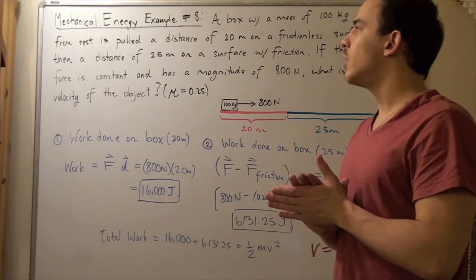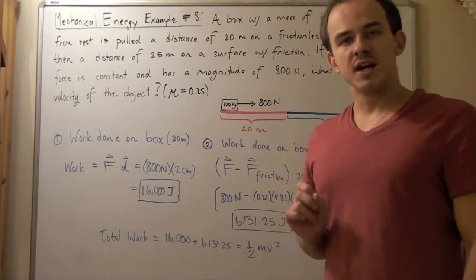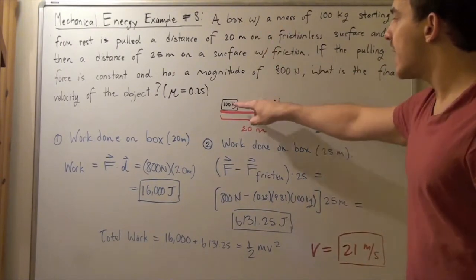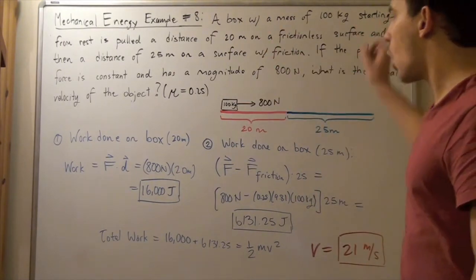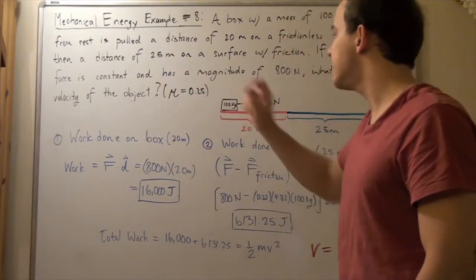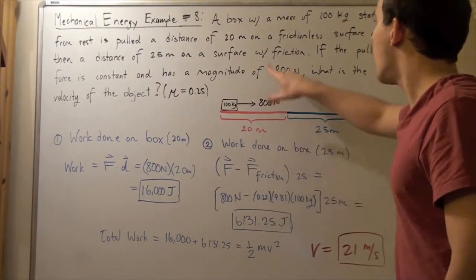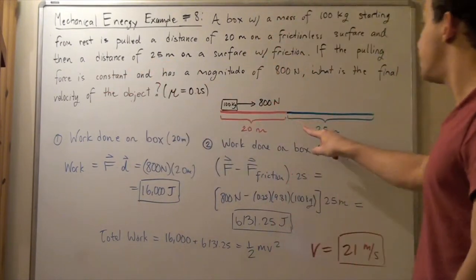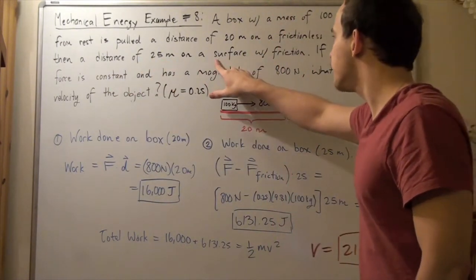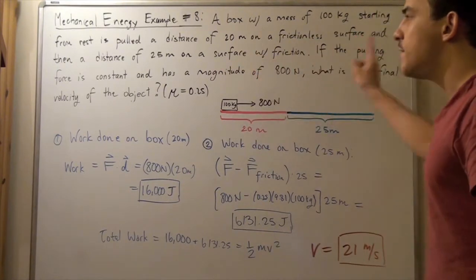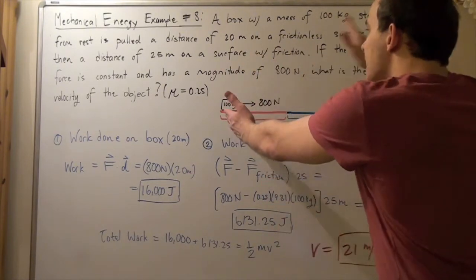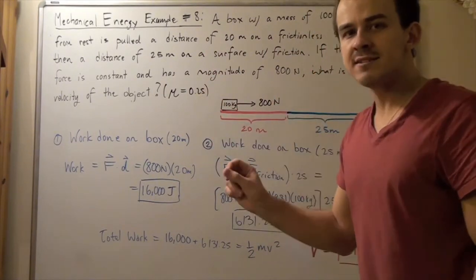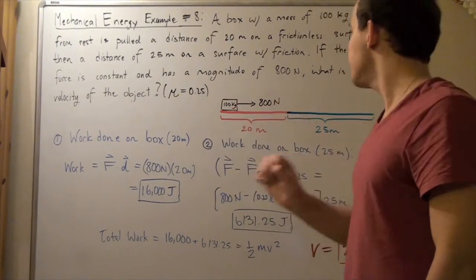So let's look at the following problem that deals with the conservation of energy. A box with a mass of 100 kilograms starting from rest is pulled a distance of 20 meters along a frictionless surface and then a distance of 25 meters along a surface with friction. Now, if the pulling force throughout the entire path has a magnitude of 800 newtons and is constant, that means it has the same direction.